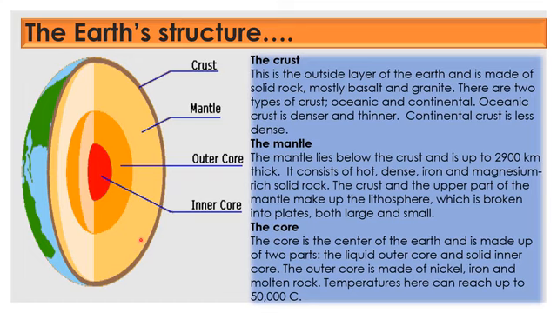The core. Next one is the core. It is divided into two parts. The core is the center of the earth and is made up of two parts: the liquid outer core, you can see it in orange color, and the solid inner core, which you can see in a deeper orange or red color. The outer core is made up of nickel, iron and molten rocks. So the outer core, you can see here, is made up of all these things. Temperature here can reach up to 50,000 degrees Celsius.